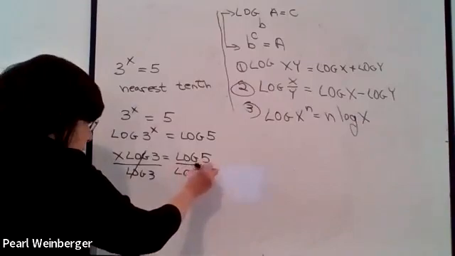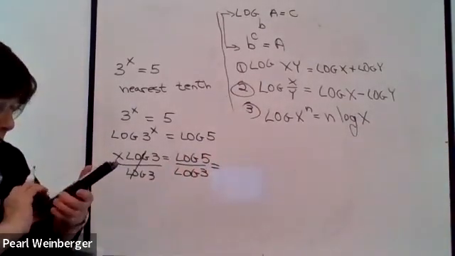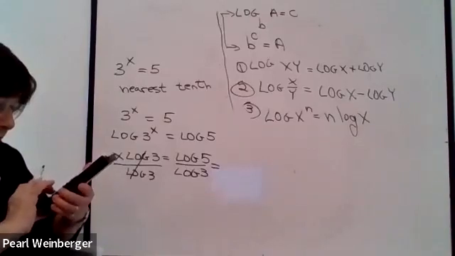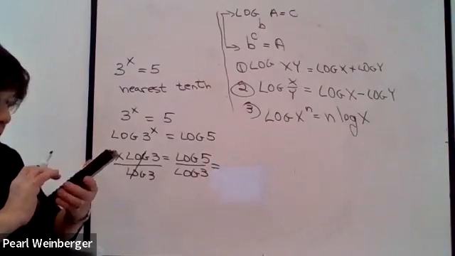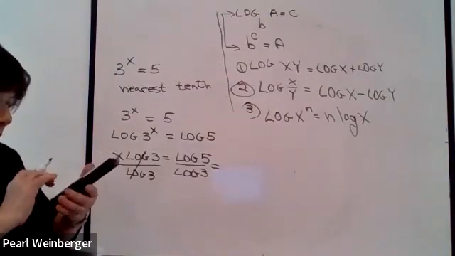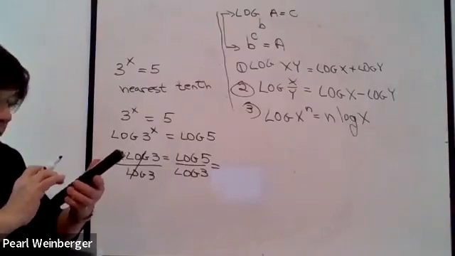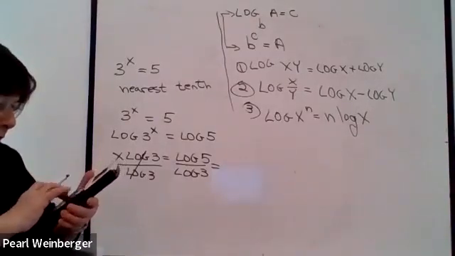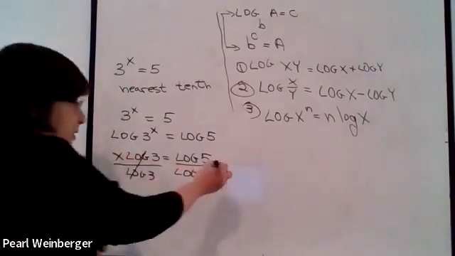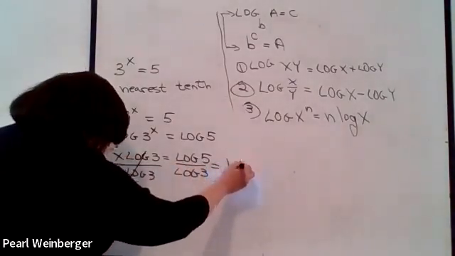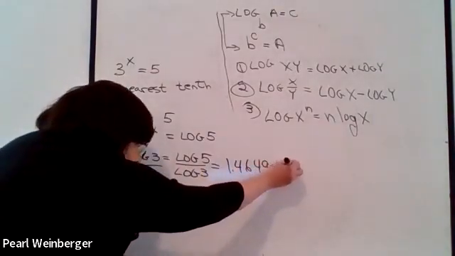So that's what I have to do on my calculator. I have to put in log 5 and then divide that by log 3. And I get, it comes out to be 1.46497, et cetera, et cetera.